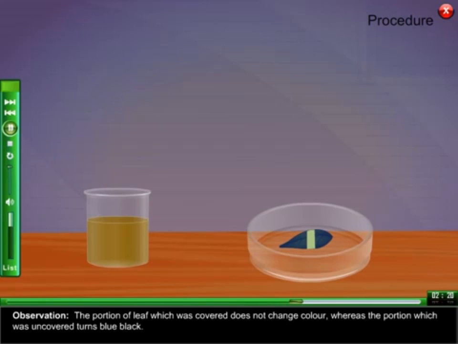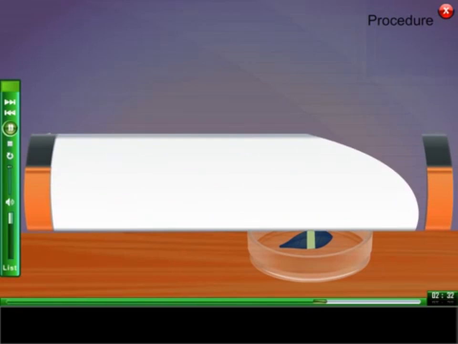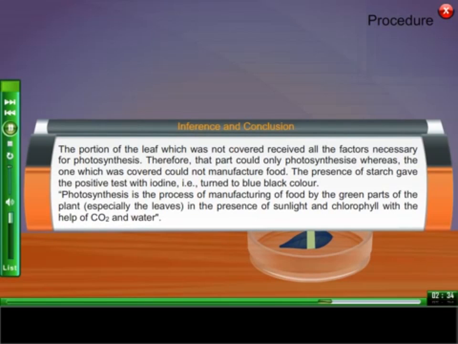Observation. The portion of leaf which was covered does not change color, whereas the portion which was uncovered turns blue-black. Inference and conclusion. The portion of leaf which was not covered received all the factors necessary for photosynthesis. Therefore, that part could only photosynthesize, whereas the one which was covered could not manufacture food. The presence of starch gave the positive test with iodine, that is, turned to blue-black color.